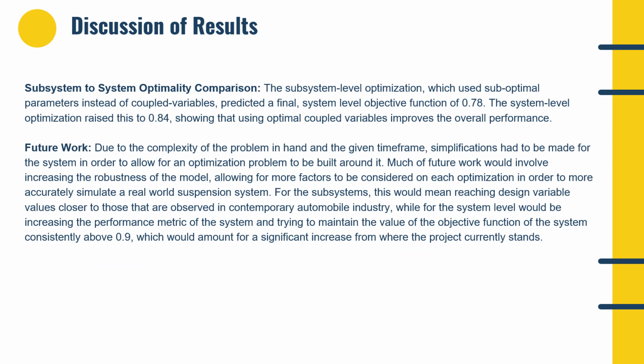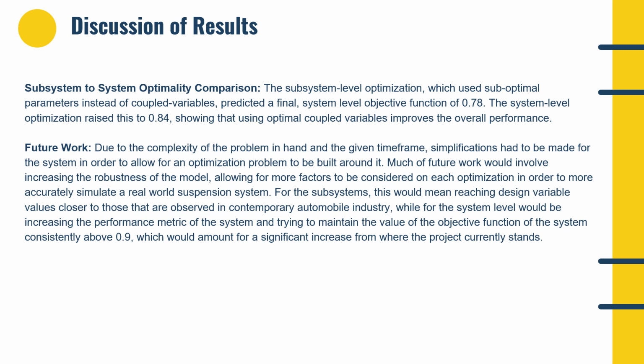Continuing with the discussion of results on subsystem to system optimality comparison. When we optimize each subsystem separately using suboptimal parameters and ignoring variable coupling, we achieved a system level objective function of 0.78. However, when we move to full system level optimization, taking into account all coupled variables, the performance metrics improve to 0.84. This clearly shows that integrated system level optimization leads to better results by aligning subsystems more effectively.